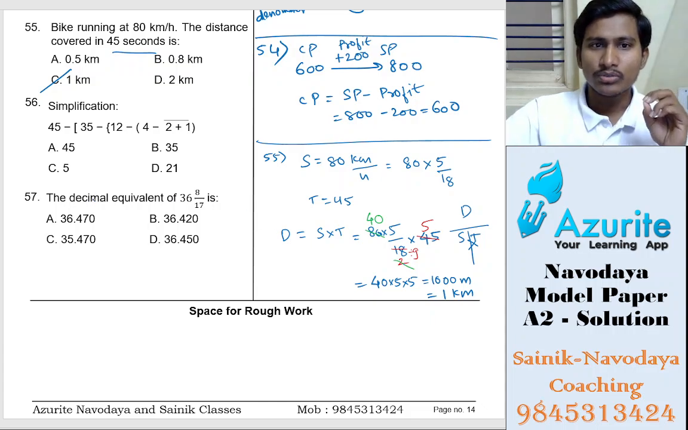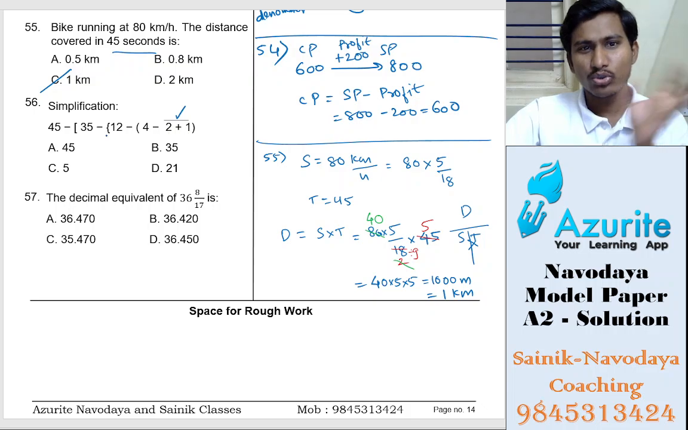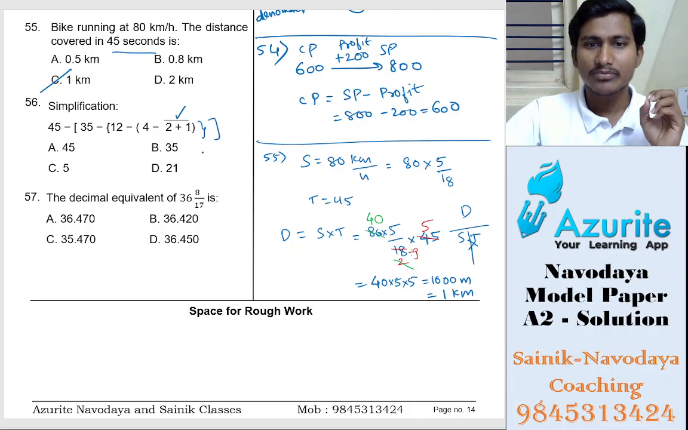Now let's do question 56. Simplification: 45 minus 35 minus, in the bracket, 12 minus, parenthesis open, 4 minus 2 plus 1. We have to do the vinculum first, so let's do it directly. 2 plus 1 is how much? 3. So 4 minus 3 now.